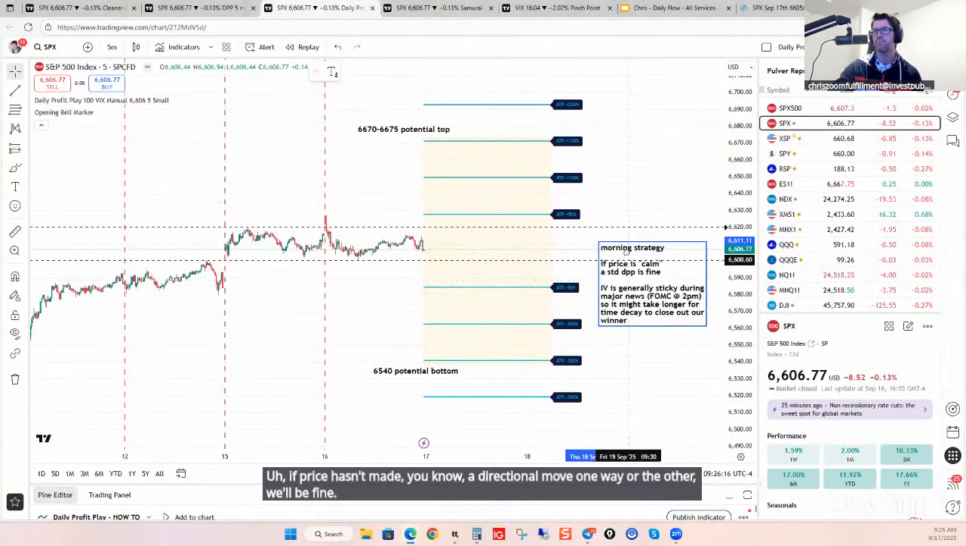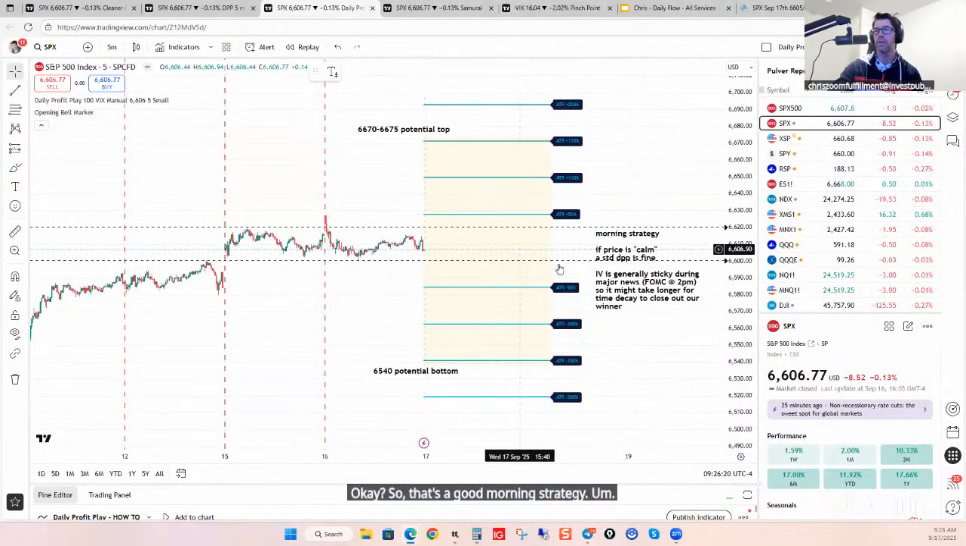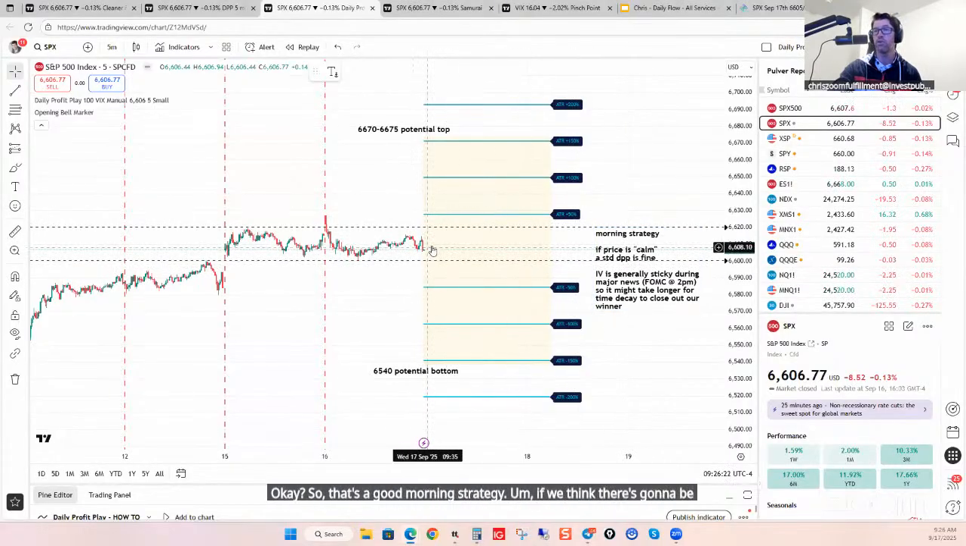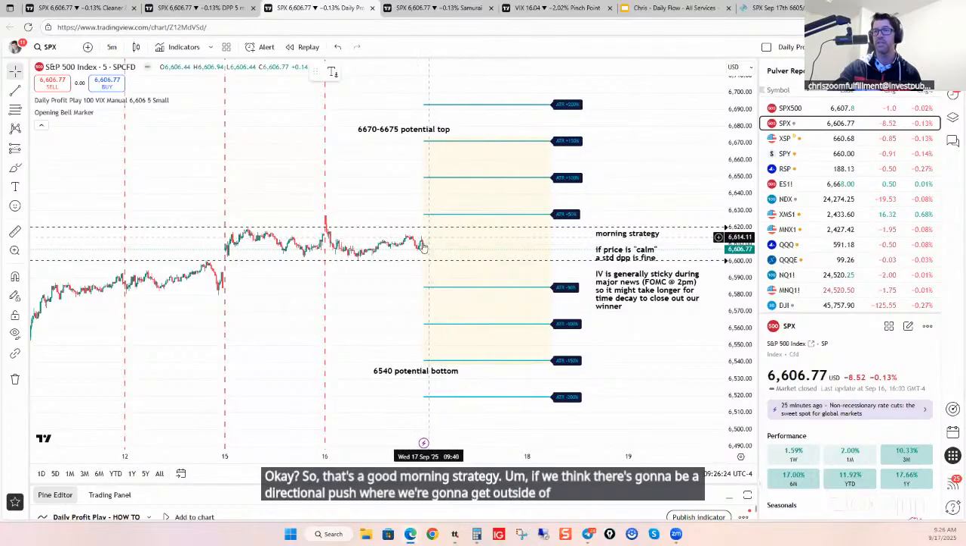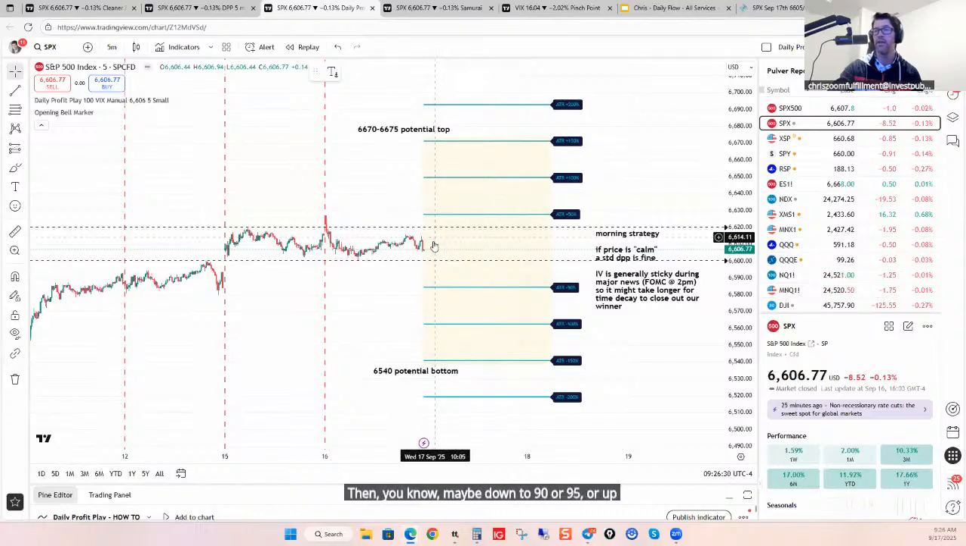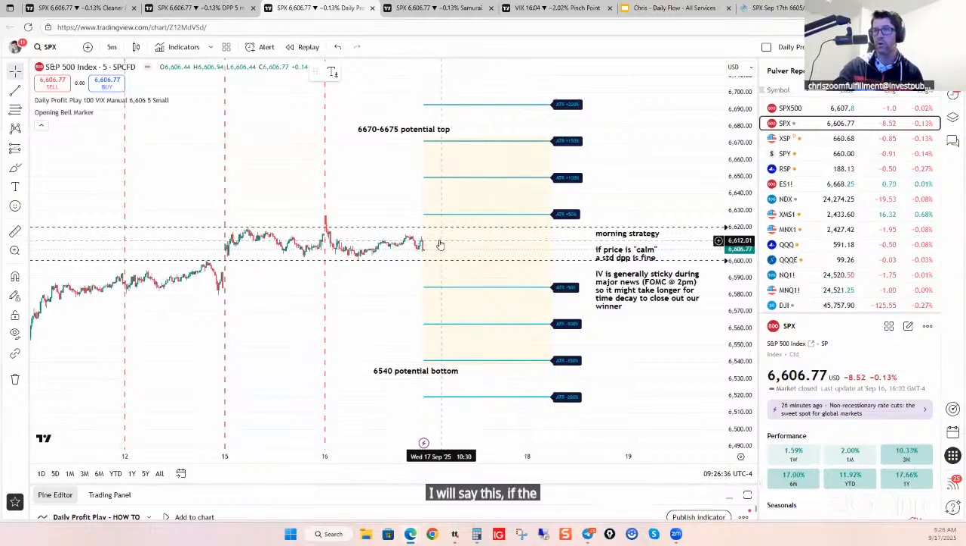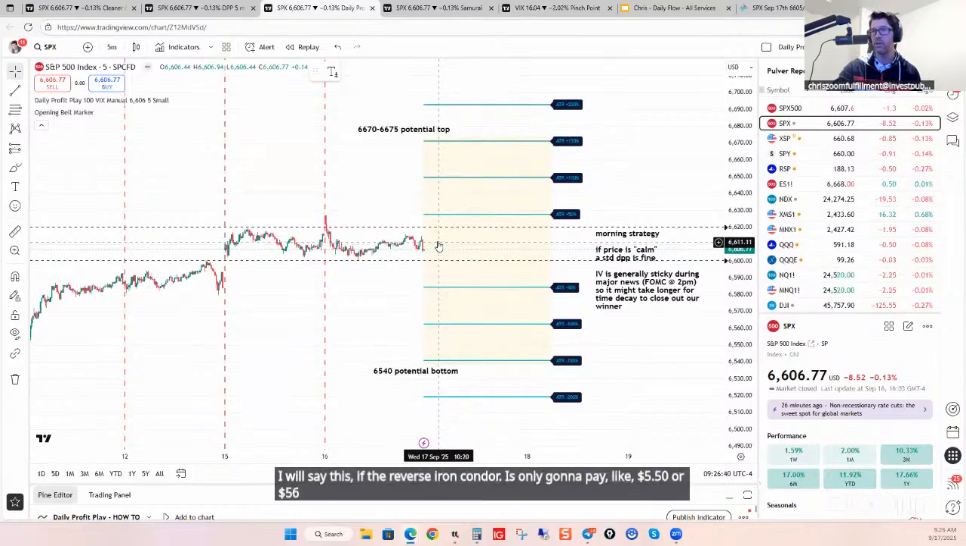Okay. So that's a good morning strategy. If we think there's going to be a directional push where we're going to get outside of this 6,600 dead zone, then maybe down to 90 or 95 or up to 05 or 10. If we can pull 580, 590, $6. I will say this: if the reverse iron condor is only going to pay like 550 or 560, I'm not taking that trade. All right.